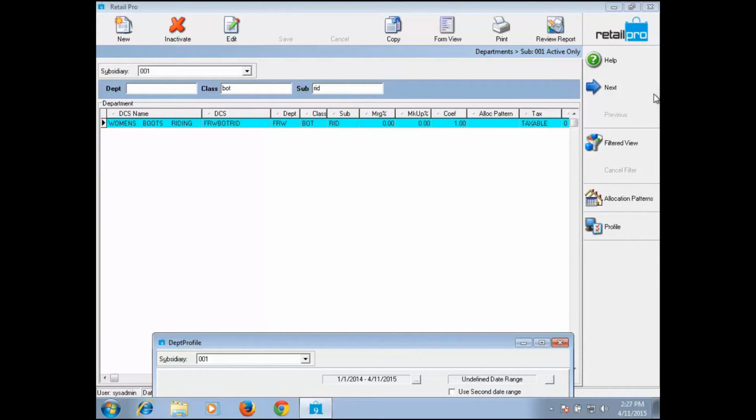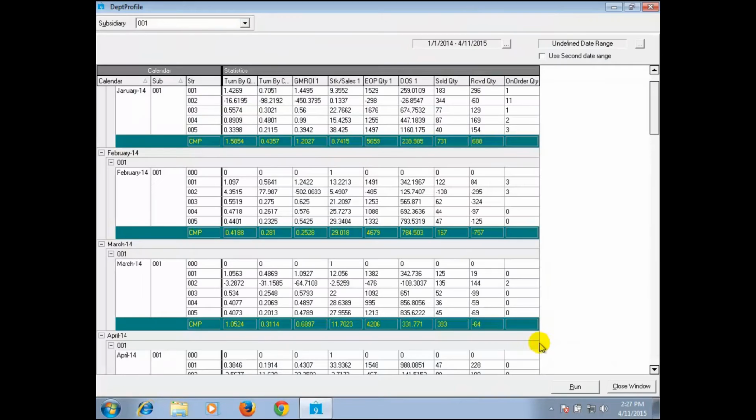Well, GMROI is there by department, it's there by vendor, and it's also there by style. I'm going to search for it by department, which is what I did up here in this bar. And then I found the department I want to look at. I'm going to click on the profile button. This screen will pop up. I can always change my date range to whatever I want it to be to look at the different stats. Okay, I looked at a year. And here's that stat in this screen right there.